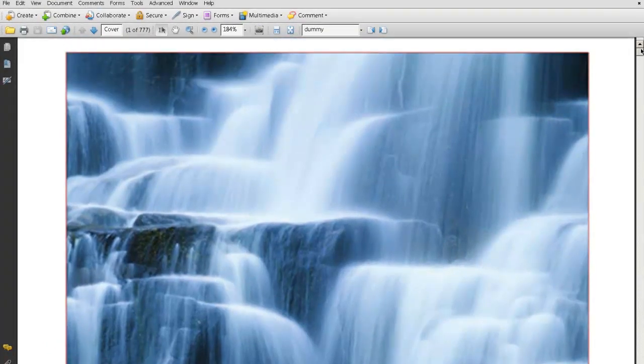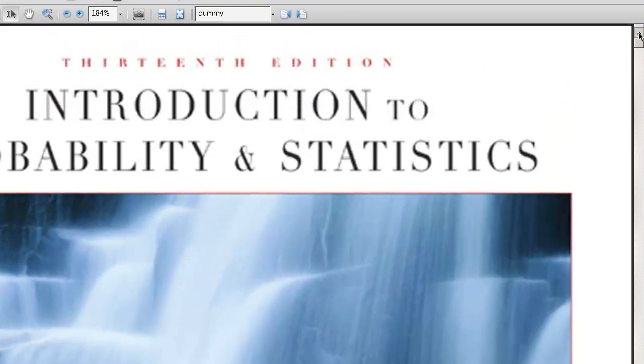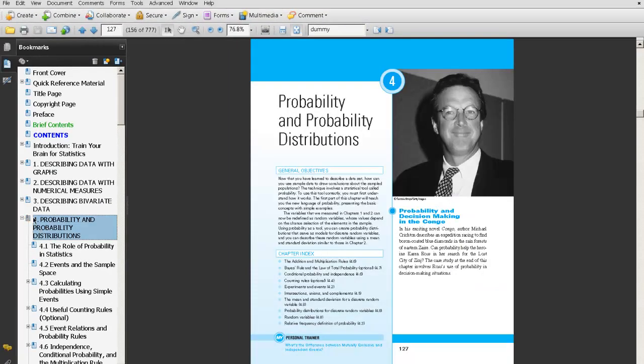Okay, I'm doing a review from this book, Introduction to Probability and Statistics by Mendenhall. And I'm going to this section here about probability and probability distributions.